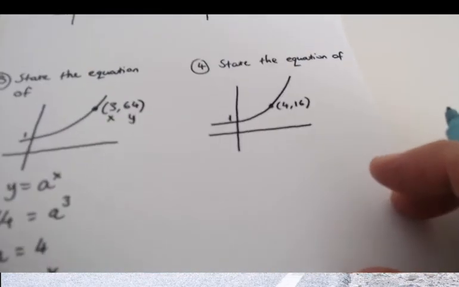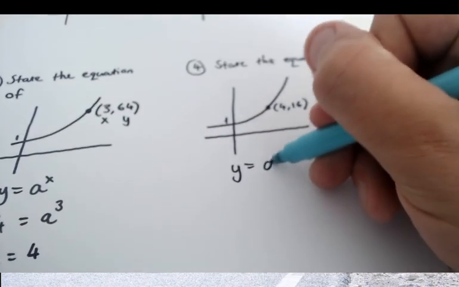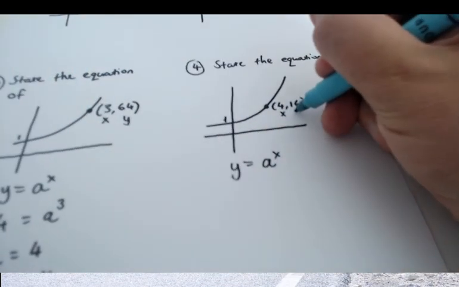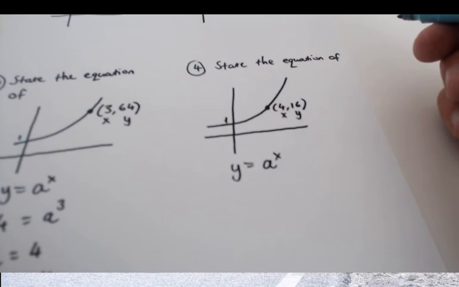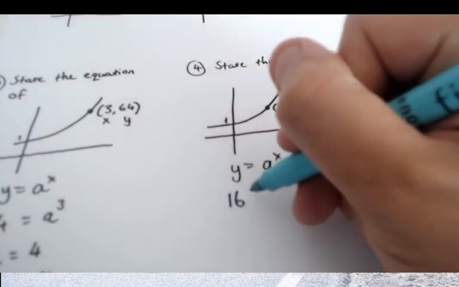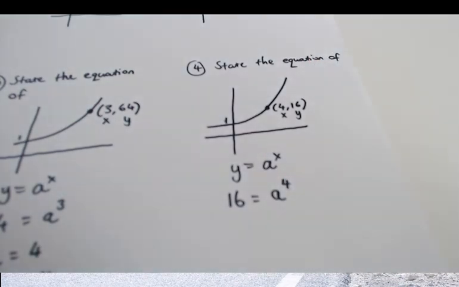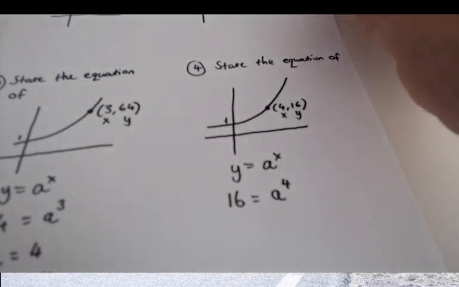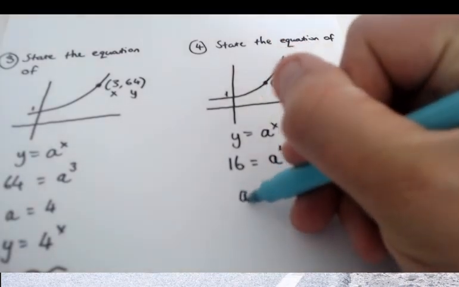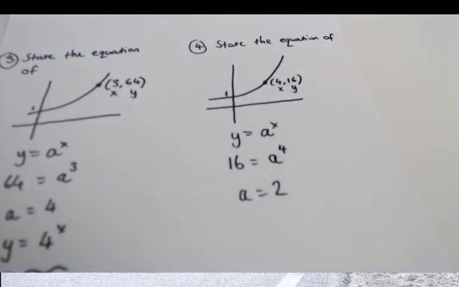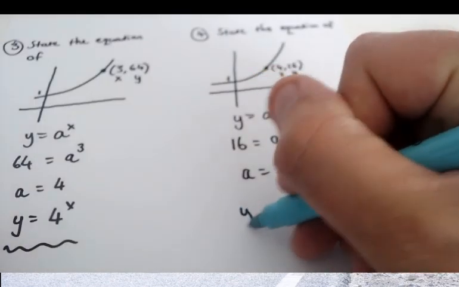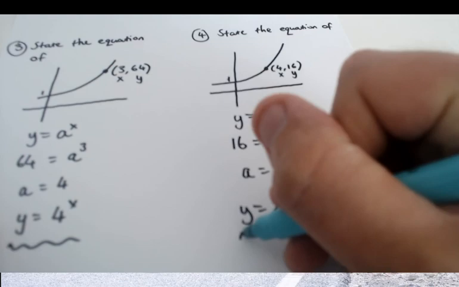And then over here on number 4, same, y equals a to the power of x. This is x, this is y, you're given that in the coordinate point, substitute them in. 16 will equal something to the power of 4. Remember, we're talking powers here, we're not talking what number times 4 makes 16, what number to the power of 4 makes 16. And we only really have one option here. It is 2. 2 times 2 times 2 times 2 will make 16. So this is the equation, y equals 2 to the power of x.